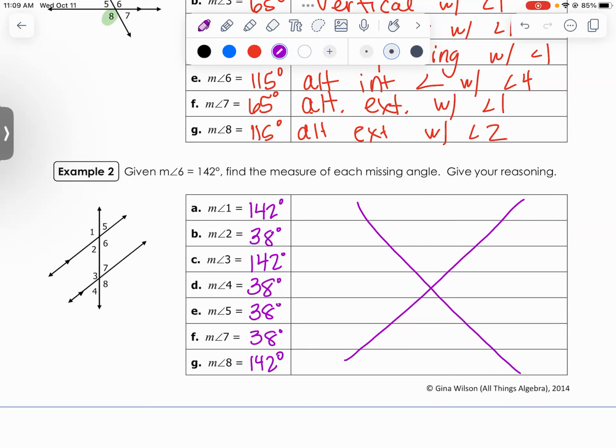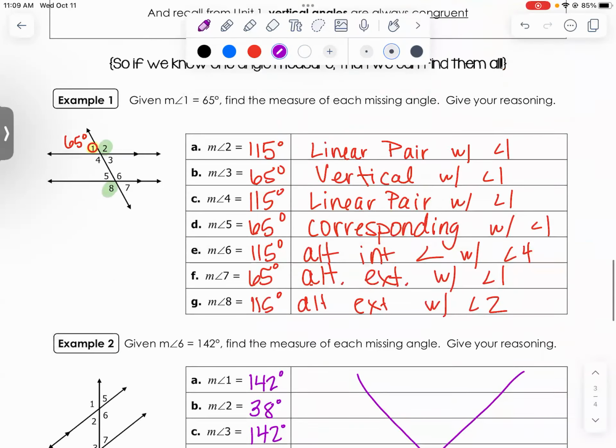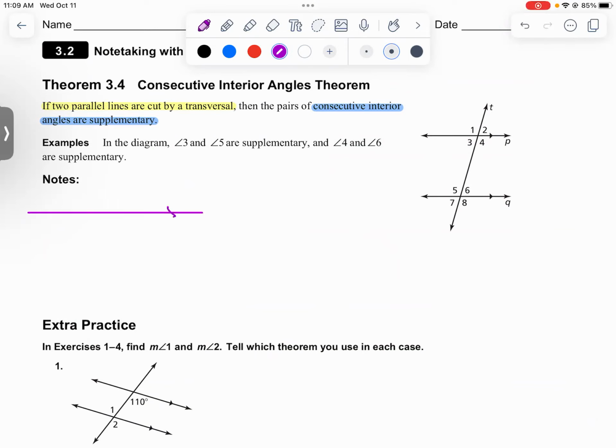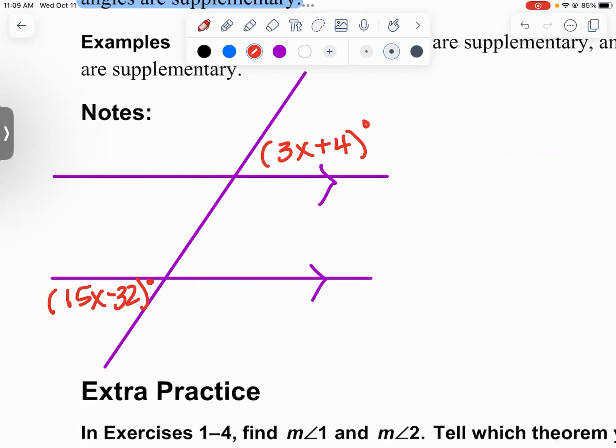Okay, awesome. So I'm going to have you go back to your student journal, and do you see how there's this little space right here for notes? I'm going to have you draw this picture. So this says 3x plus 4, and this says 15x minus 32.